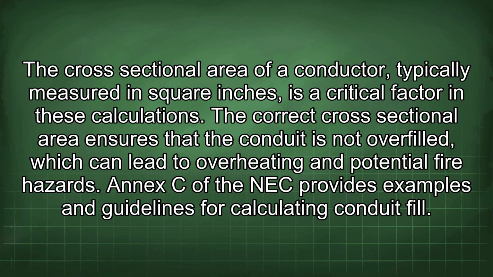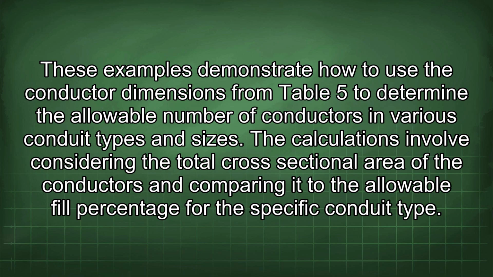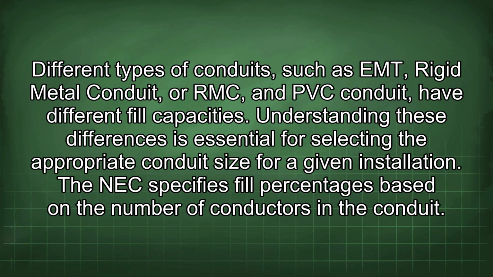Annex C of the NEC provides examples and guidelines for calculating conduit fill. These examples demonstrate how to use the conductor dimensions from Table 5 to determine the allowable number of conductors in various conduit types and sizes. The calculations involve considering the total cross-sectional area of the conductors and comparing it to the allowable fill percentage for the specific conduit type. Different types of conduits, such as EMT, rigid metal conduit, or RMC, and PVC conduit, have different fill capacities. Understanding these differences is essential for selecting the appropriate conduit size for a given installation.